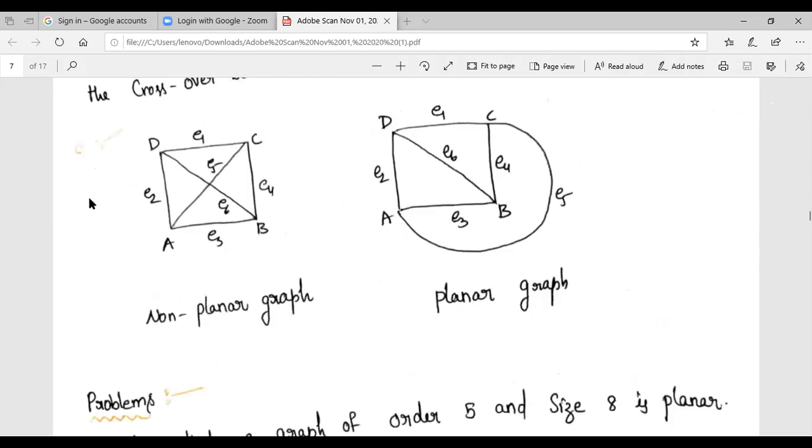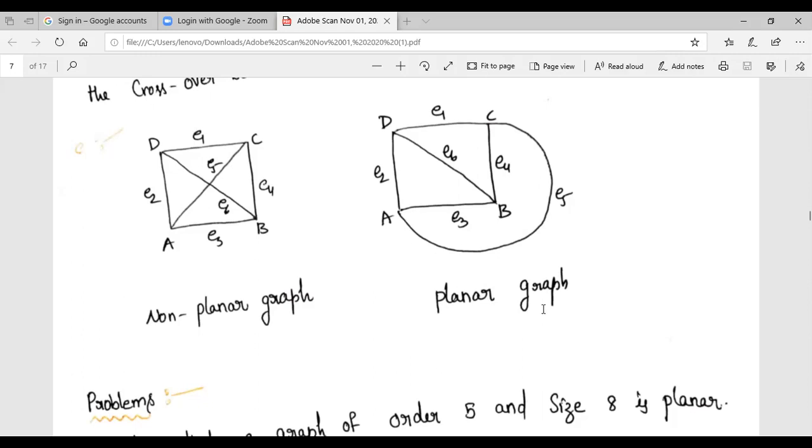So consider the example. The first graph representation has four vertices. Here the edges crossover: E5 and E6 are crossed. So this is not a planar graph, this is a non-planar graph. But if we draw E5 from A to C without any cross, like that, then it becomes a planar graph.